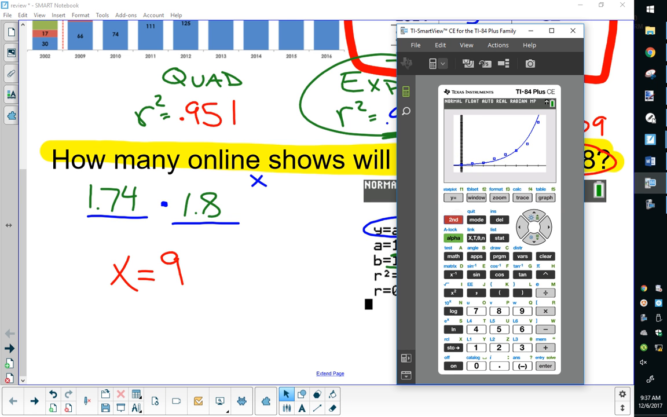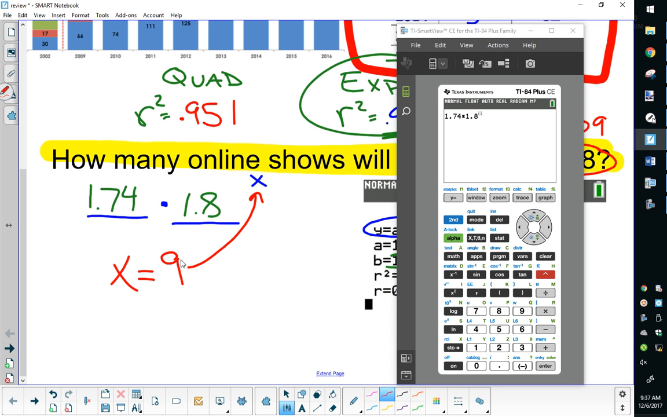So I'm going to type that in. I'm going to go 1.74 times 1.8 to the 9th power. I'm going to plug in a 9. This is what people do all the time. They're trying to figure out how many shows there are. They think by the year 2018, there'll be 345.1, so we'll call it 345 shows on Hulu.